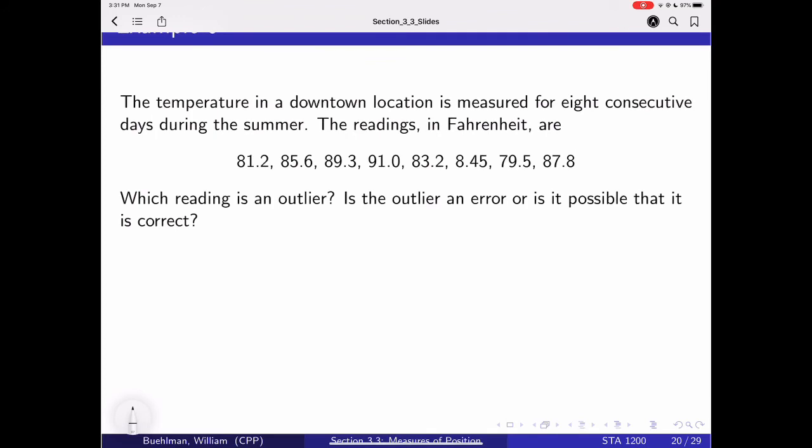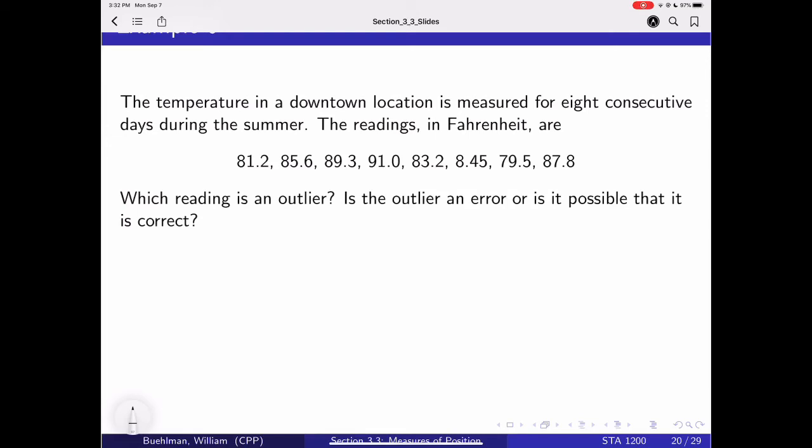Here's example 6. The temperature in a downtown location is measured for 8 consecutive days during the summer. The readings in Fahrenheit are 81.2, 85.6, 89.3, 91.0, 83.2, 8.45, 79.5, and 87.8. Which reading is an outlier? Is the outlier an error, or is it possible that it's correct?